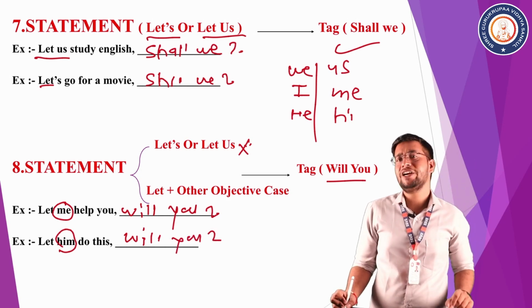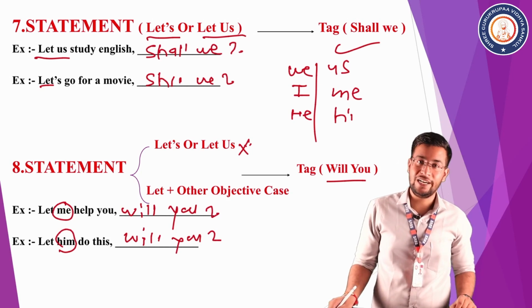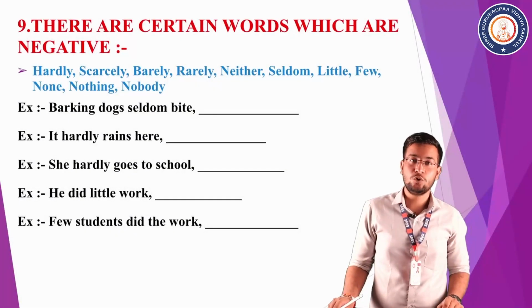Whether it is affirmative or negative doesn't matter. We have to use "will you" if it is not starting with "let us" and other objective case with "let". Now let's look at the ninth rule of question tag.